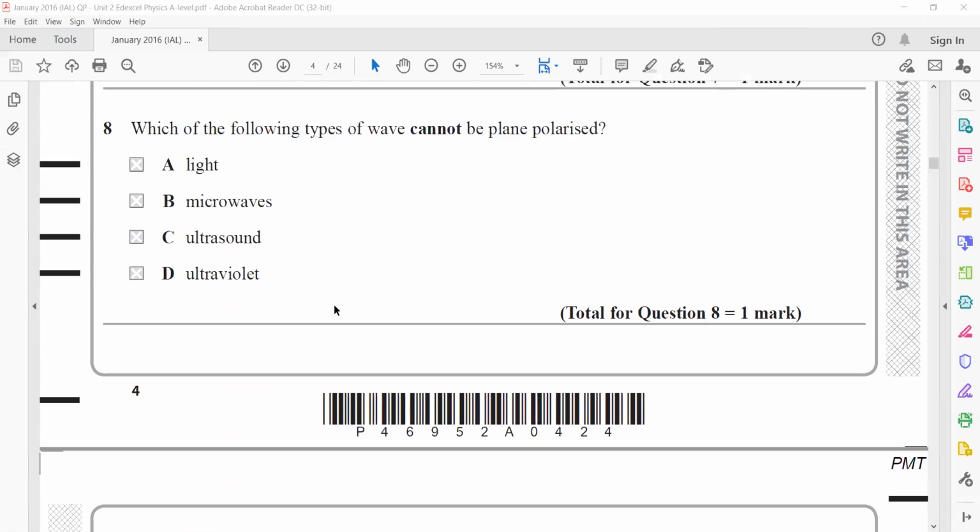For question 8, which of the following types of wave cannot be plane polarized? So light waves are transverse, can be polarized. Microwave, transverse, can be polarized. Ultraviolet, transverse, can be polarized. The only one, ultrasound, which is a longitudinal wave, cannot be polarized.